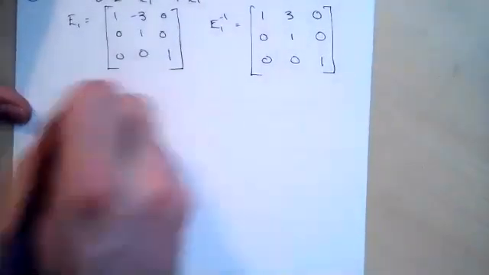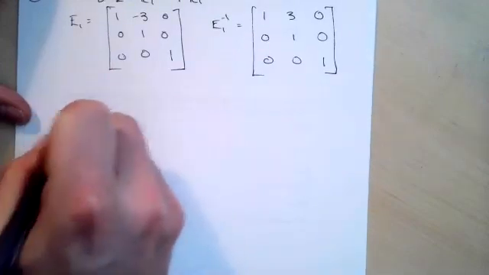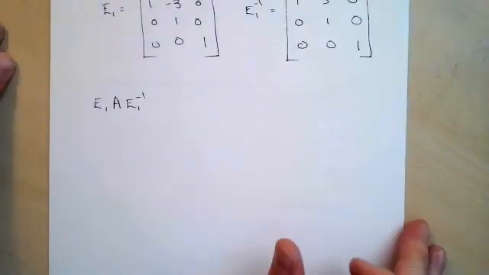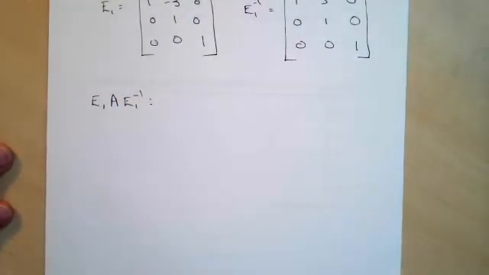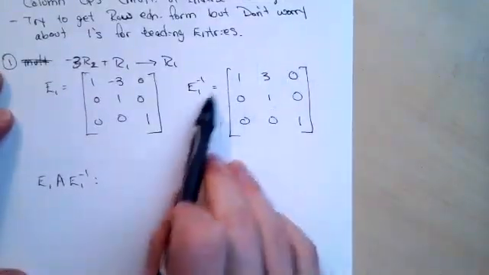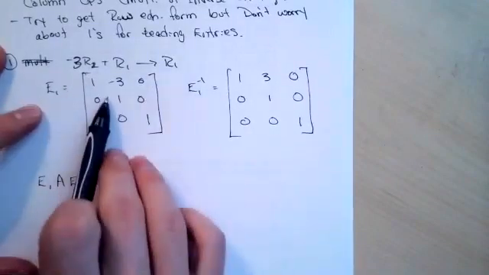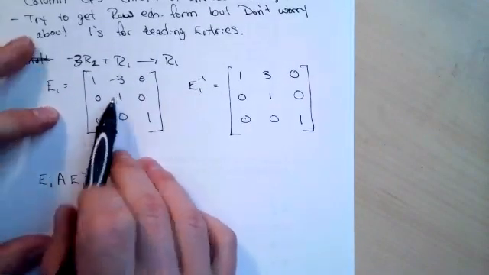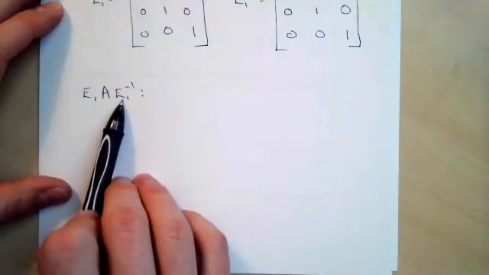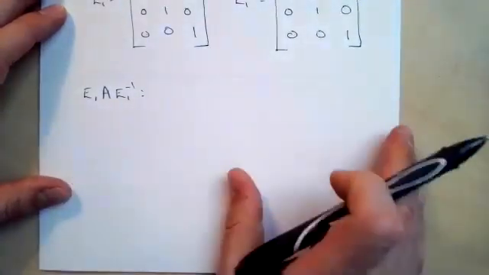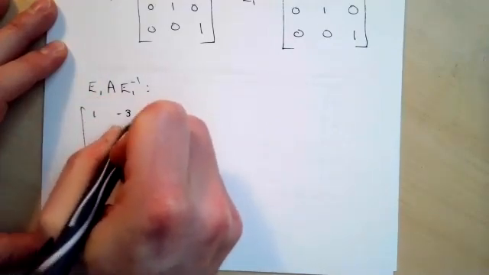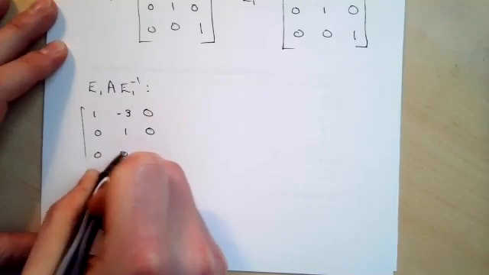And so now what we want to do is compute our E1 A, E1 inverse. So those are our elementary operations. Of course, we were interpreting this to find the inverse: interpret this guy as a row operation. However, now that we're going to be acting on the right, it will end up being a column operation. So let's see what's going to happen with this. We will have 1, -3, 0, 0, 1, 0, and 0, 0, 1.